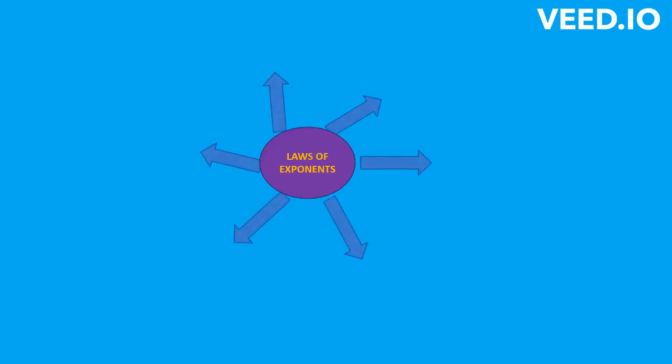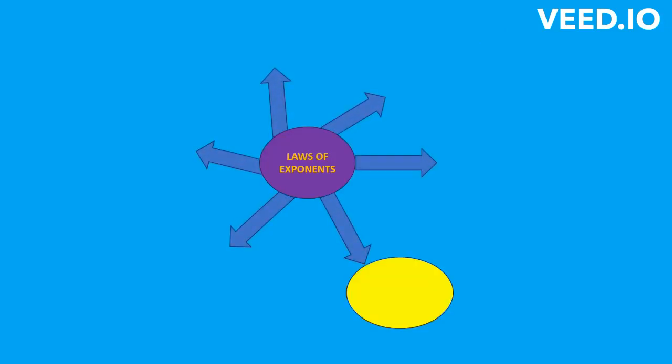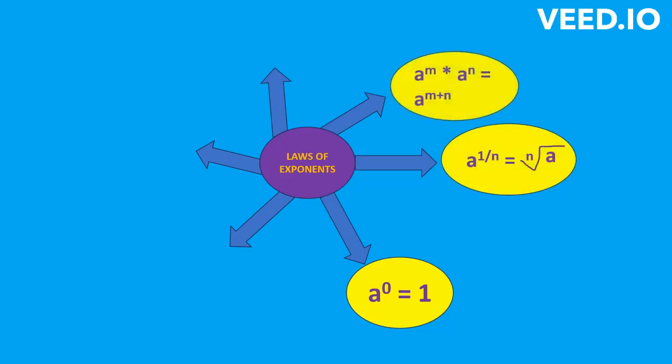We have certain laws of exponents. These are also called the rules of exponents. Let's see how many laws we have. The first one is anything to the power 0 is 1. We have one more here: a to the power of 1 by n is the nth root of a. a power m times a power n is a power m plus n.